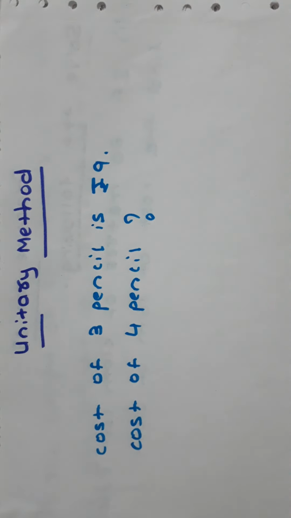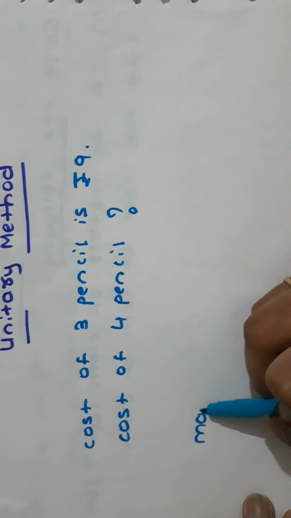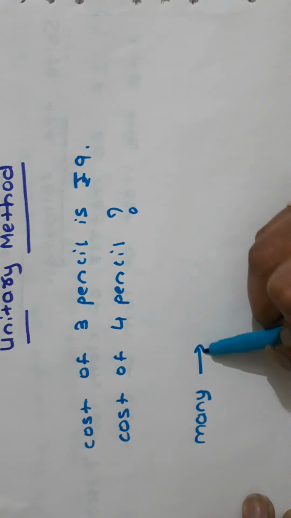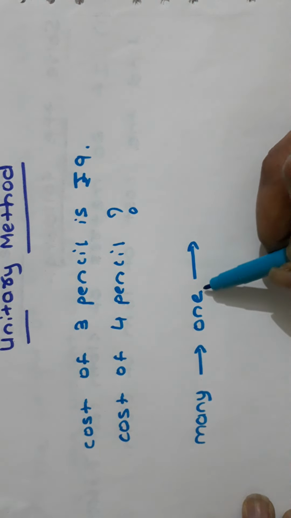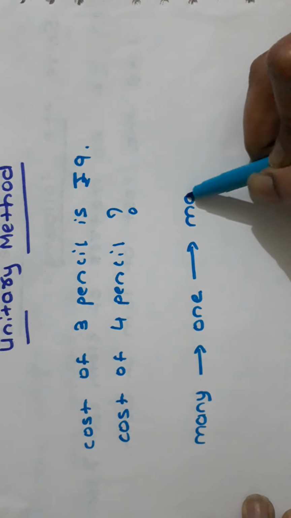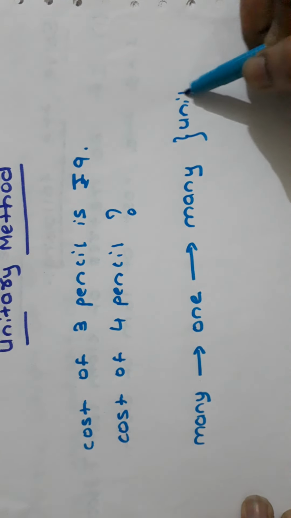Now unitary method means from the cost of many articles we find the cost of one article, and from the cost of one article we find the cost of many articles. This method is called the unitary method.